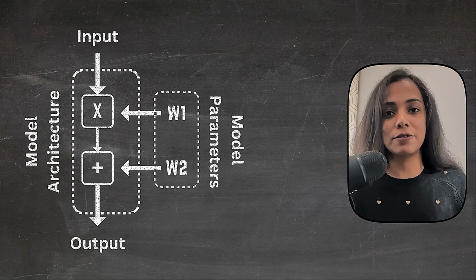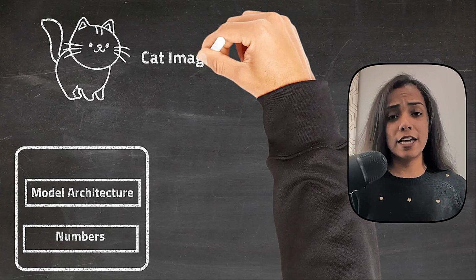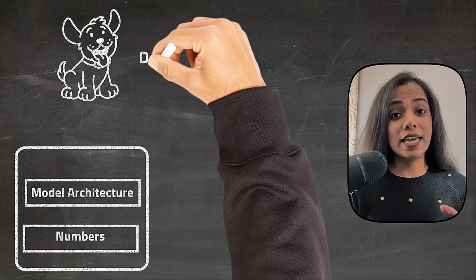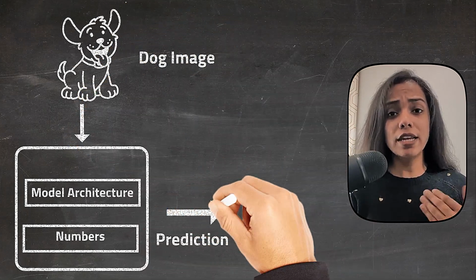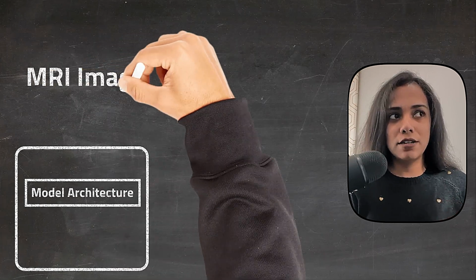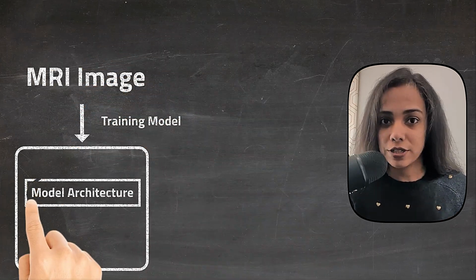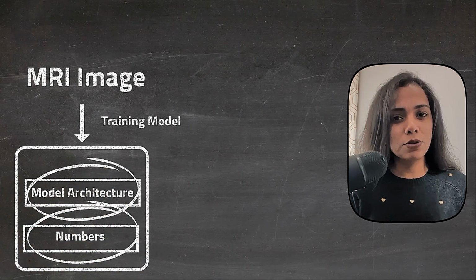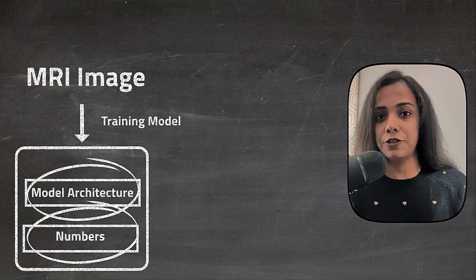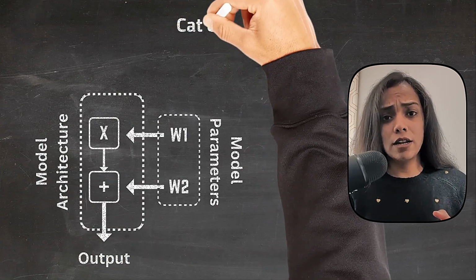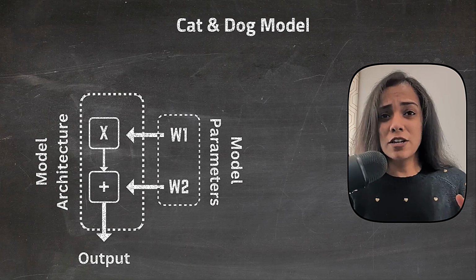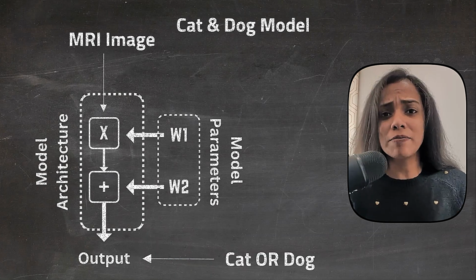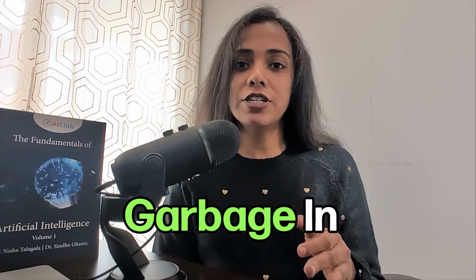If you have a model that has been trained on cats and dogs and it can detect if there is a cat or a dog, you could take the exact same model and train it instead to detect if there is a tumor in an MRI image or not. These models can share the exact same architecture, but the numbers associated with these architectures could be different. So if you give a model that detects a cat or a dog an MRI image to detect if there is a tumor, it will still say a cat or a dog. This is a classic example of garbage in, garbage out.